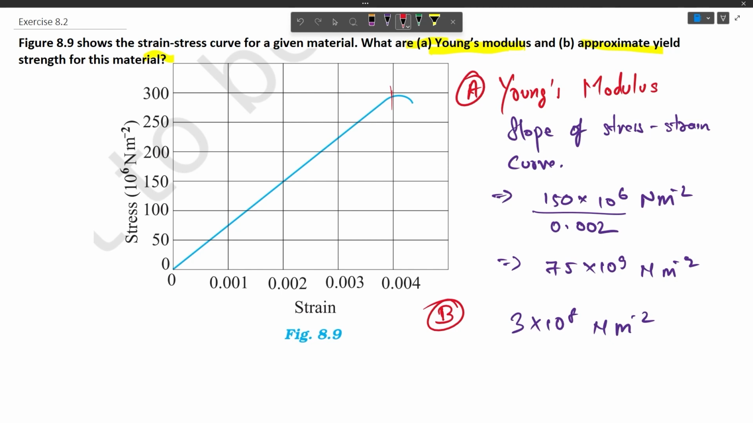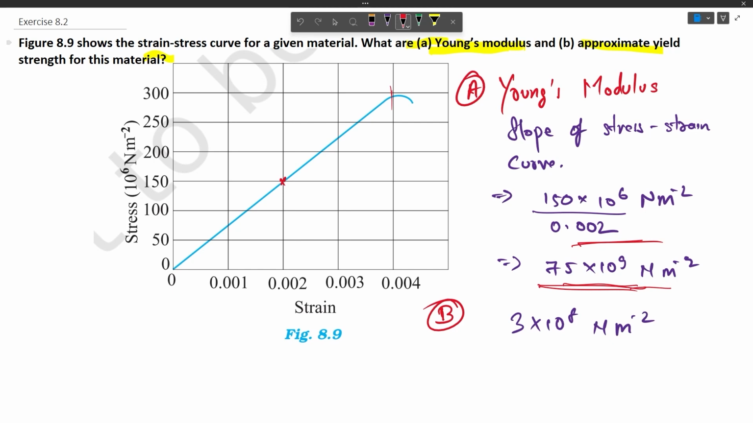So let us take a point where we can get the exact value of a stress and its corresponding strain. So we select this point, that is 150 into 10 to the power 6 Newton per meter square, and its corresponding strain is 0.002. So upon finding the slope, that is dividing stress by strain, we get a value of 75 into 10 to the power 9 Newton per meter square.